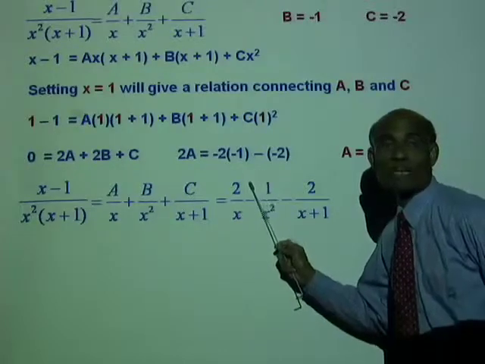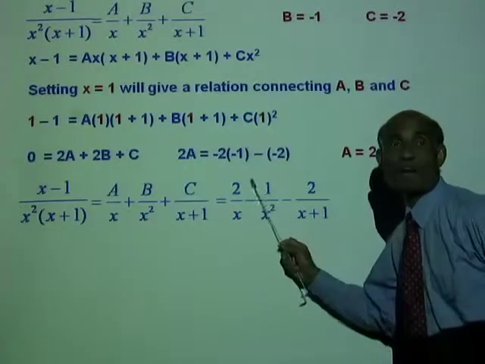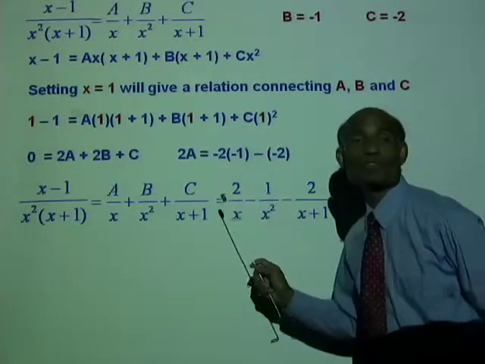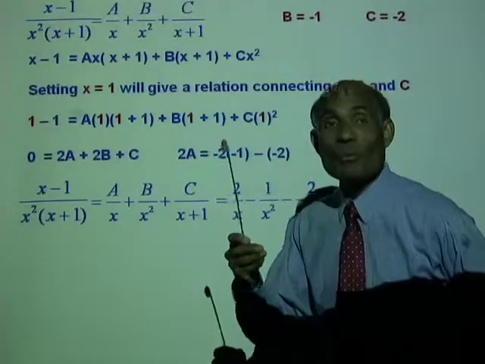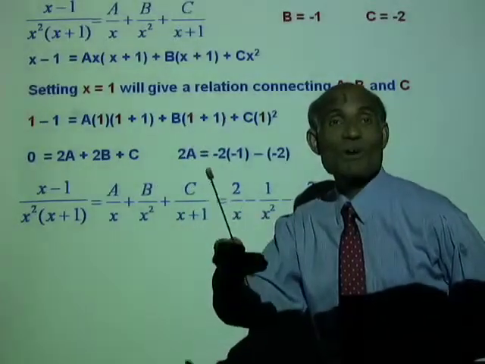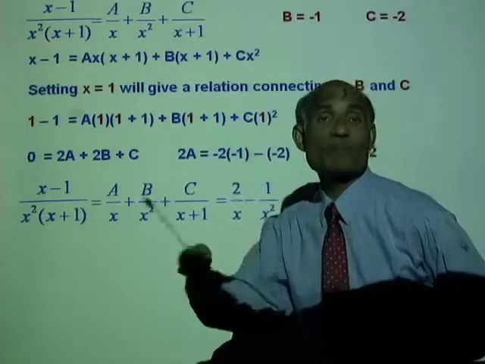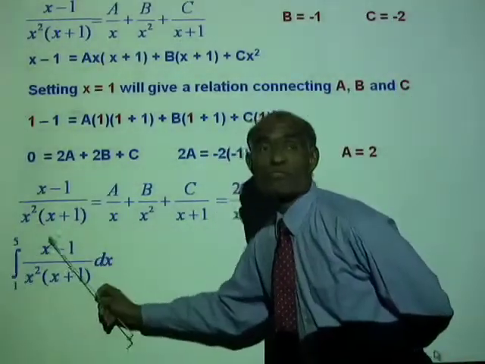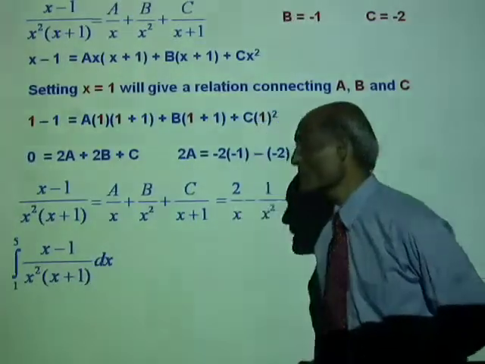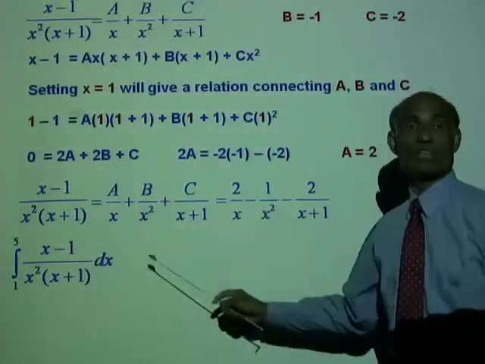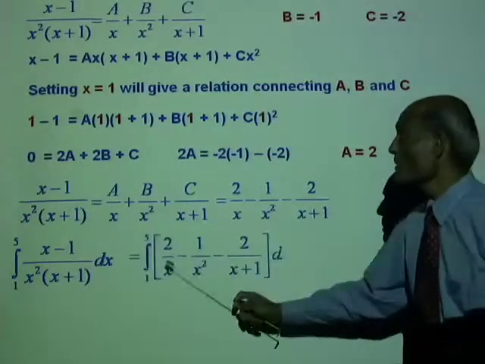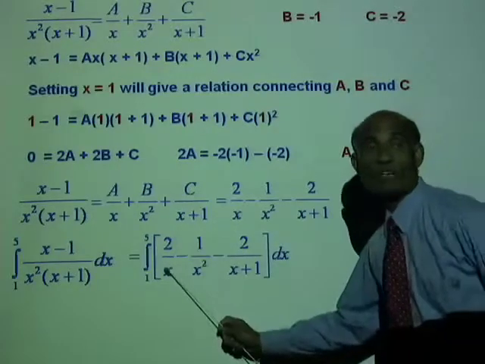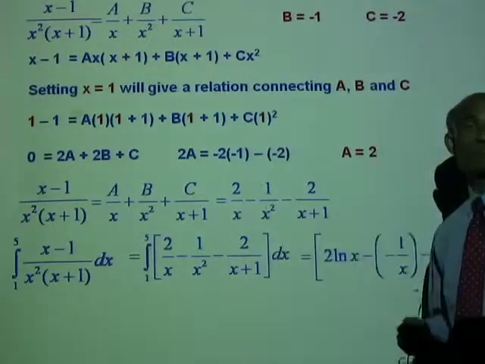Alright, let me ask you, what is the integral of negative 1 over x squared dx? Integral negative 1 over x squared dx is 1 over x, because the derivative of 1 over x is negative 1 over x squared. Alright, so the integral from 1 to 5 of x minus 1 divided by x squared times x plus 1 dx is now the integral from 1 to 5 of the right hand side. We can now integrate each of these without any trouble.